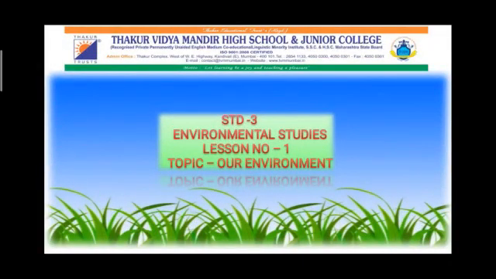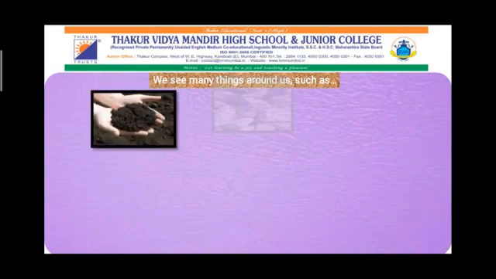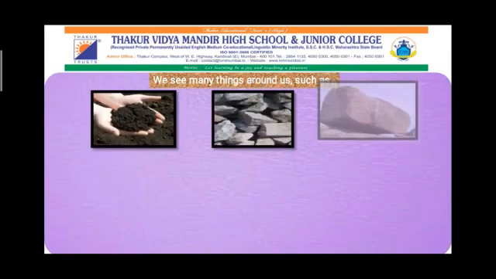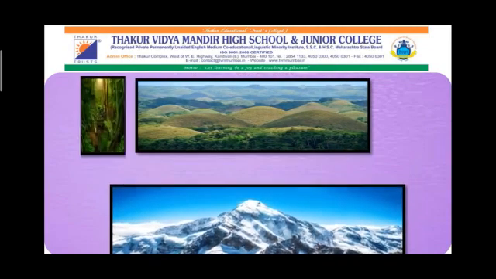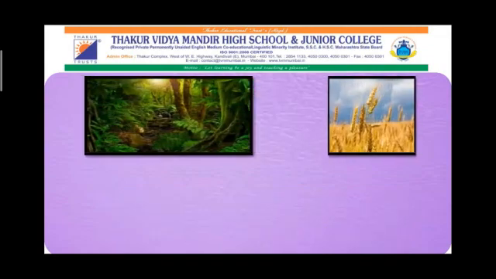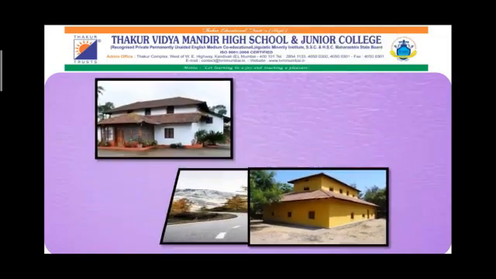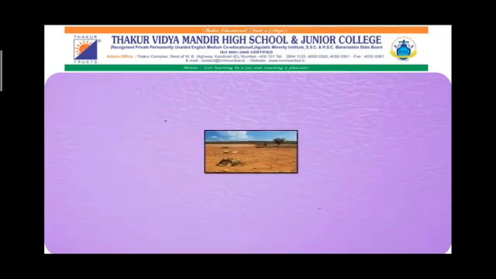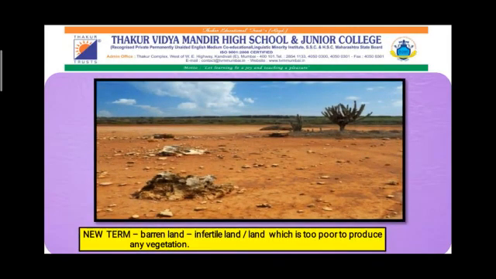Welcome children to one more session of Standard 3 Environmental Studies, lesson number 1, Our Environment. Children, we see many things in our environment such as soil, stones, rocks, mountains, hills, jungles, fields, roads, houses. At many places we see barren lands. A barren land means infertile land or a land which is too poor to produce any vegetation.